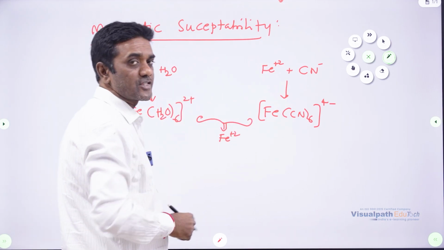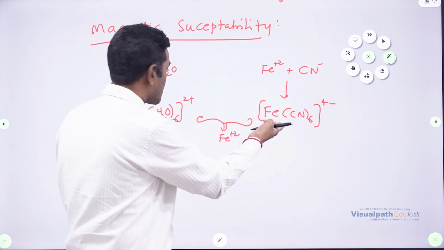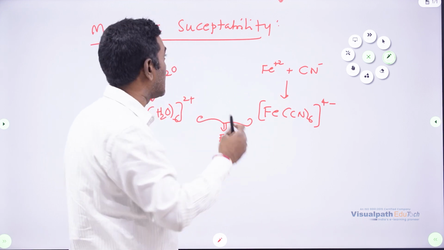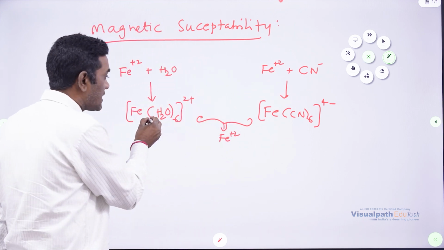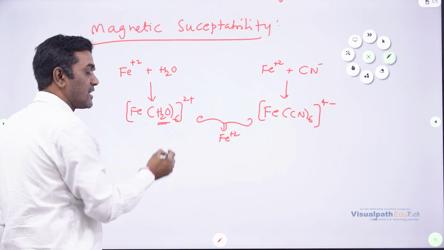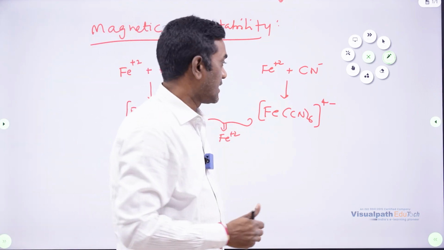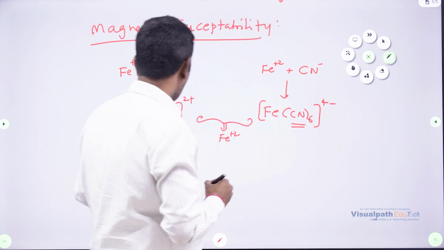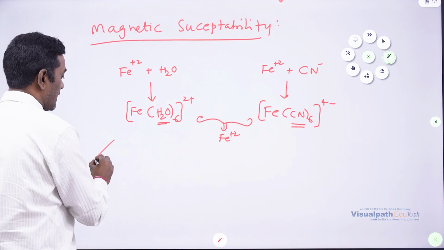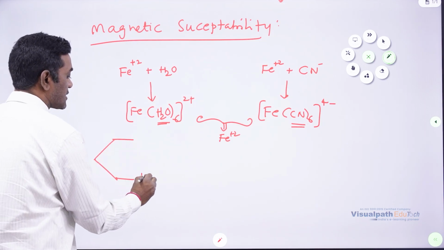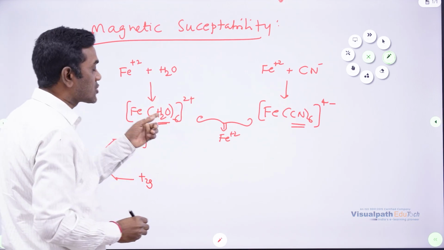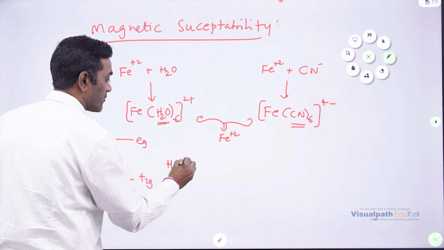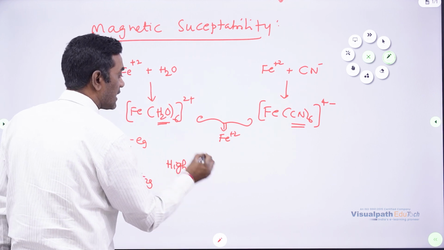Now how magnetic susceptibility is going to help us? Because these two are different complexes, right? So these two complexes can be understood by using their magnetic susceptibility. Here this is going to be a weak ligand which we already discussed in the past classes. This is going to be strong ligand. This also we have discussed from the spectrochemical series. So if you are looking carefully, it will undergo splitting, that is t2g and eg. As H2O is a weak ligand, here what happens? High spin complex will form. High spin complex. Why? Weak ligand.